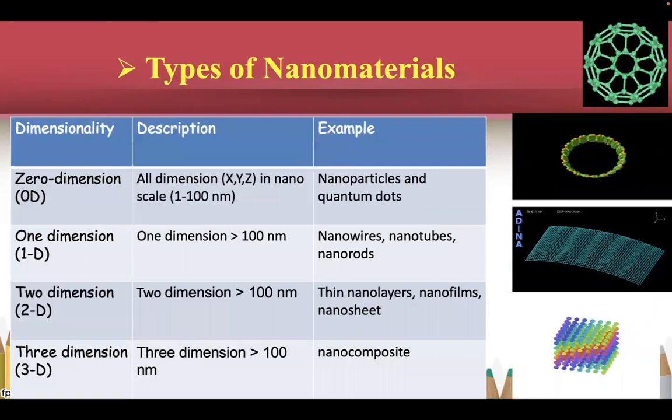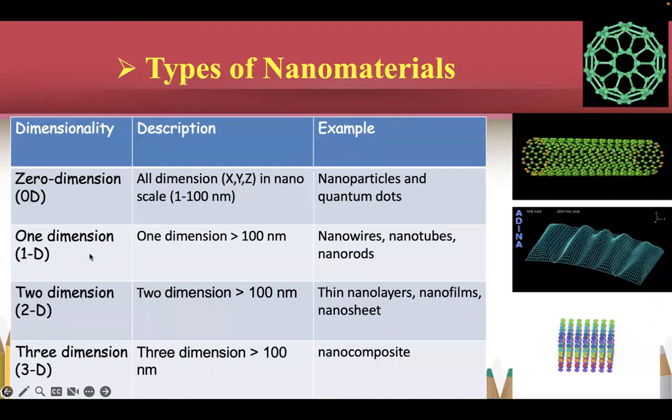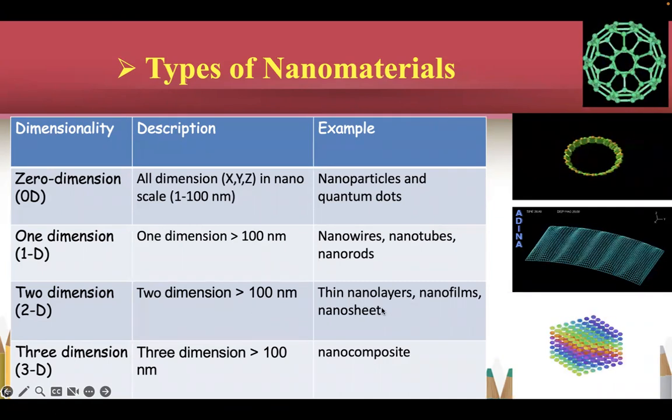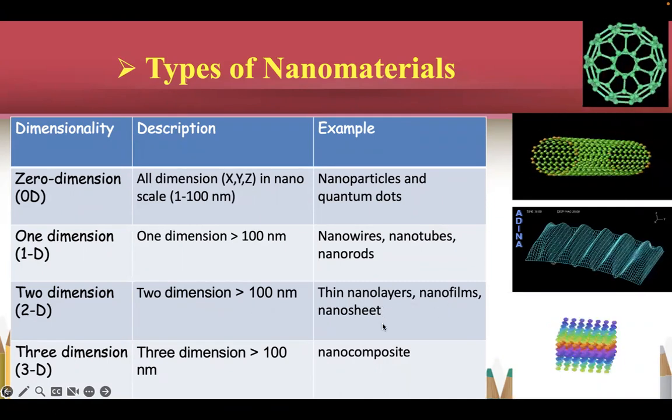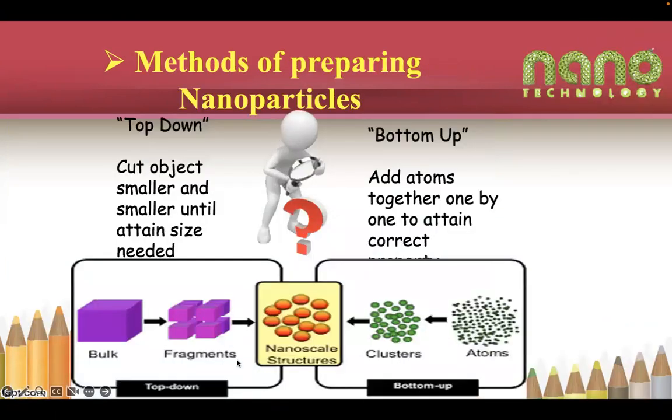What about the types of nanomaterials? It can be zero-dimensional, like nanoparticles and quantum dots; one-dimensional, like nanowires, nanotubes, nanorods; two-dimensional, like thin nanolayers, nanofilms, nanosheet; three-dimensional like nanocomposite. What about methods of preparing? It can be top-down, cut an object smaller and smaller until attaining the size needed, or bottom-up, add atoms together one by one to attain the correct structure. So this is top-down, and this is bottom-up for nanoscale structures.